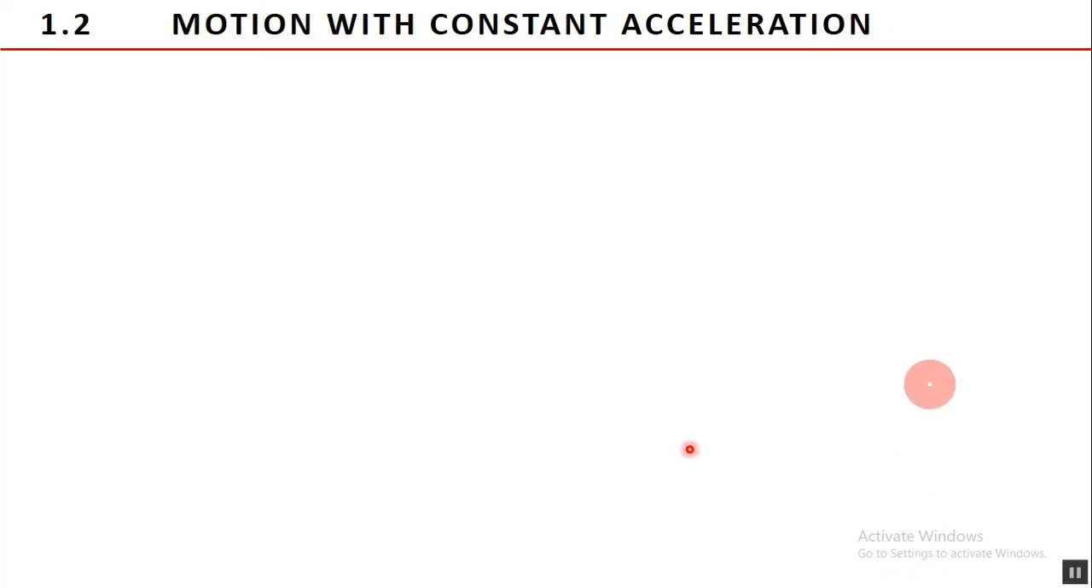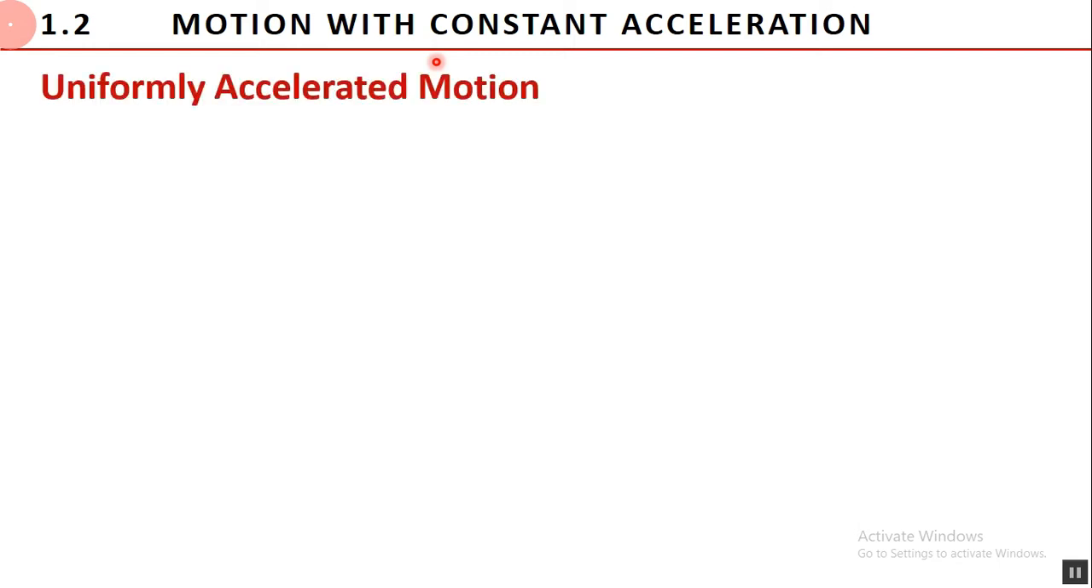Hello, everyone. At this point, it is expected that you have mastered the concept of kinematic quantities such as position, time, displacement, distance, speed, velocity and acceleration. In this lesson, we will learn an important type of motion in which the velocity of a body is changing at constant rate. This motion is called uniformly accelerated motion.